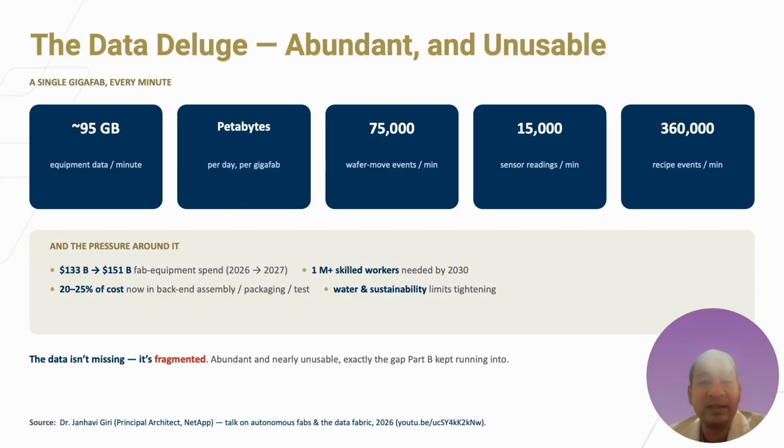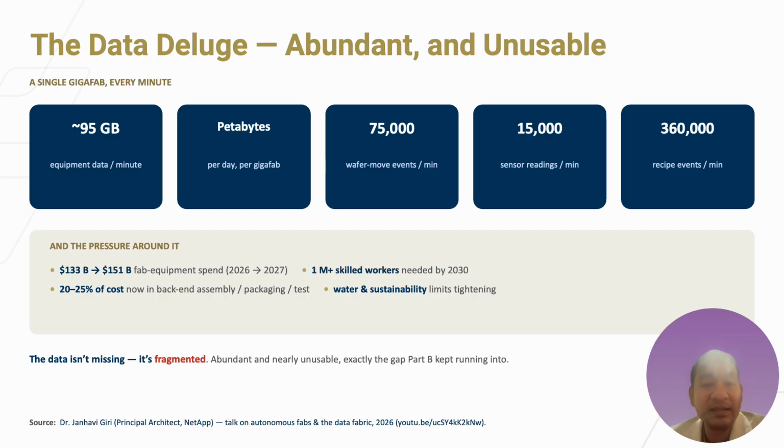And the scale of the data is staggering. In a single large fab, every minute brings about 95 gigabytes of equipment data. Over a full day, it adds up to petabytes. That same minute holds 75,000 wafer movements, 15,000 sensor readings, and hundreds of thousands of recipe events.